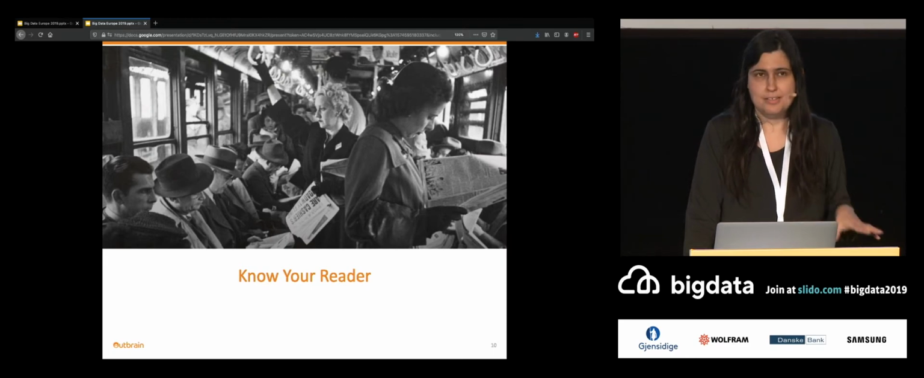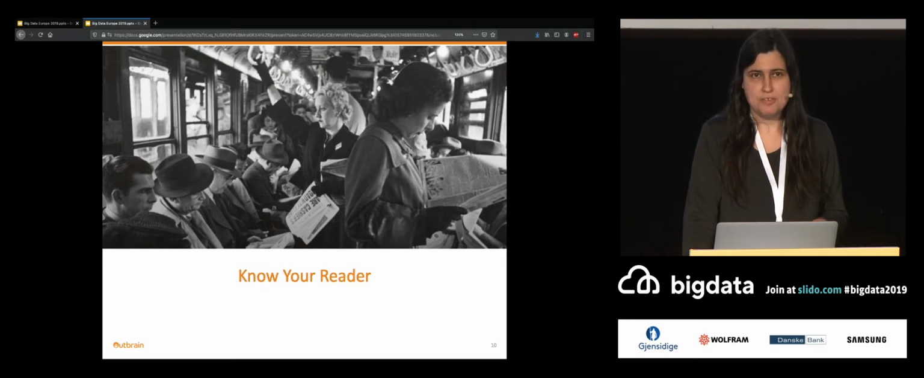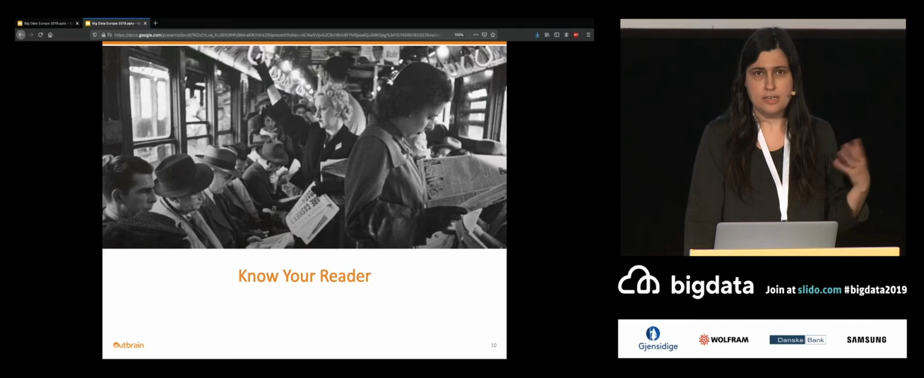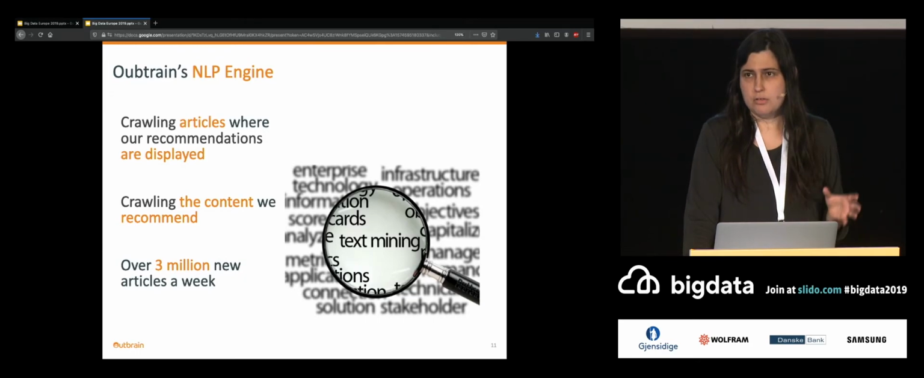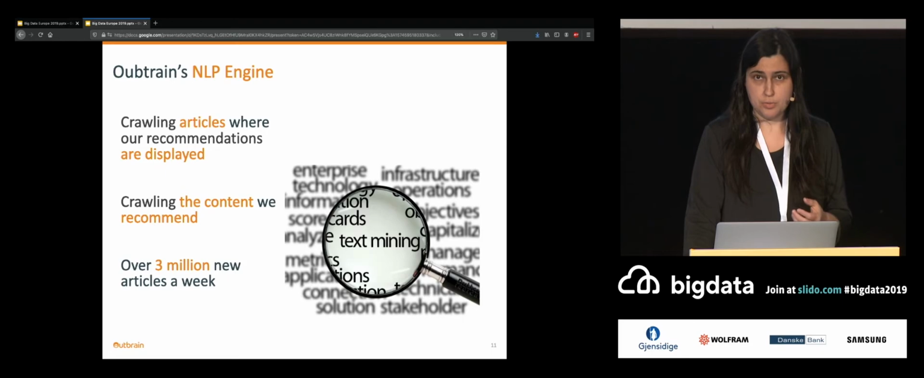Before we deep dive into some of the models and some of the infrastructure, I want to tell you a bit about our data, about our readers, and how we actually understand their interests. It all starts with our NLP engine. This NLP engine is crawling two types of articles. First, all the articles where our recommendations are displayed, and also all the content of our potential recommendations. This comprises over 3 million new articles a week.